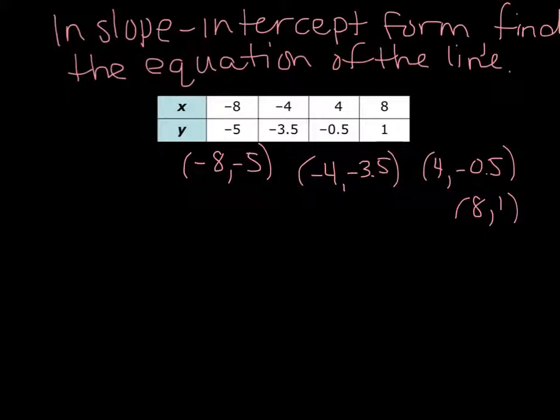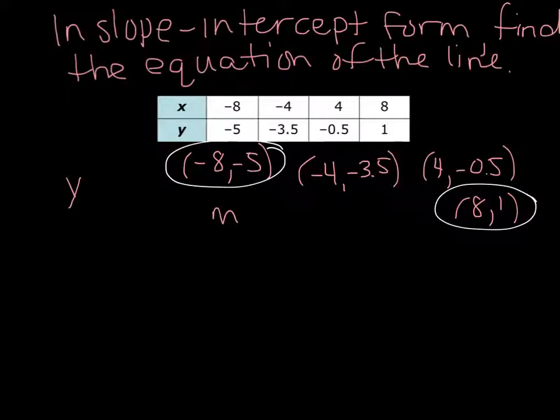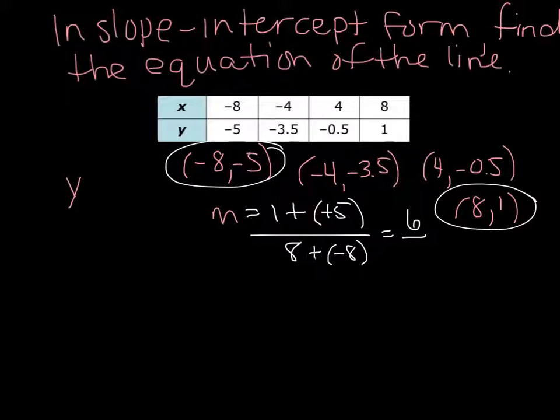So the first thing I have to do is find my slope. I'm going to use any 2 points. Logically, it makes sense to use this point and this point, because just to make my life easier, I'll use just whole numbers. So when I find my slope, I use 1 minus -5 over 8 minus -8. So 1 plus 5 gives me 6, 8 plus 8 gives me 16. So my slope is 3/8. Okay, so I have m.